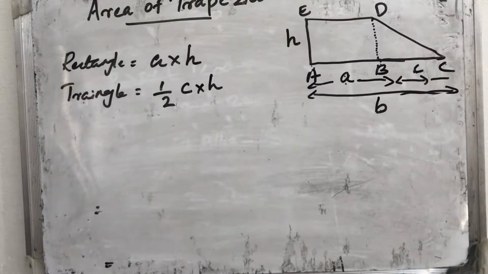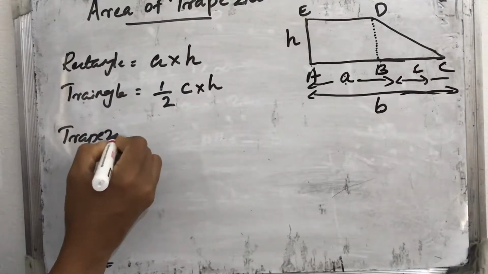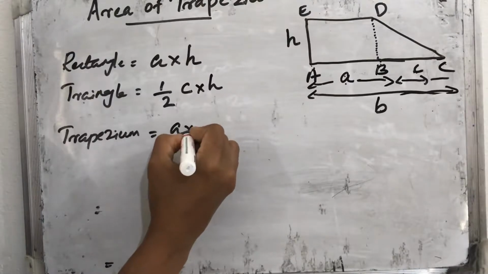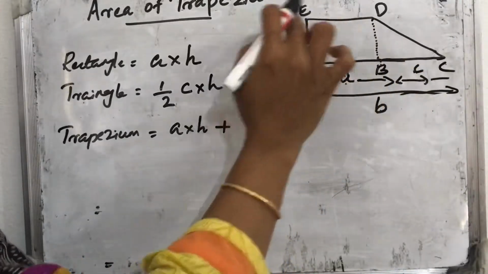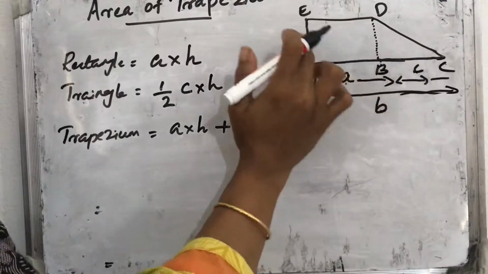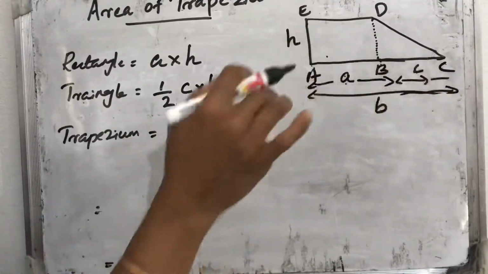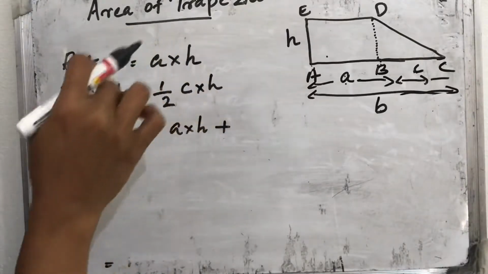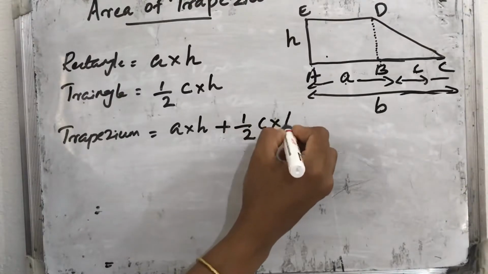Now, therefore, the area of the trapezium is the sum of both. If we divide the total trapezium into two shapes, one rectangle and a triangle, to find the area of the total trapezium we only need to find the area of the rectangle and triangle and take the sum. So it will be a into h plus half into c into h.